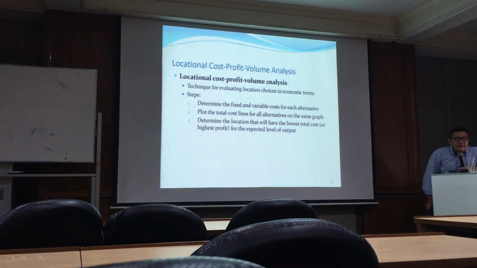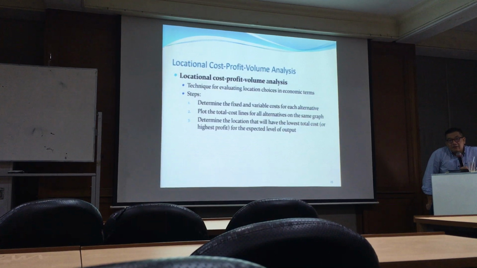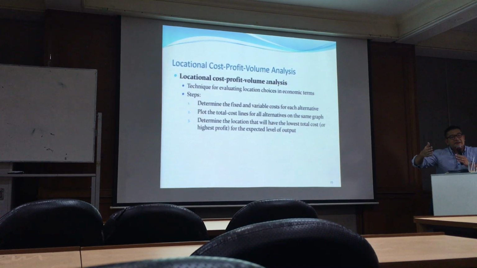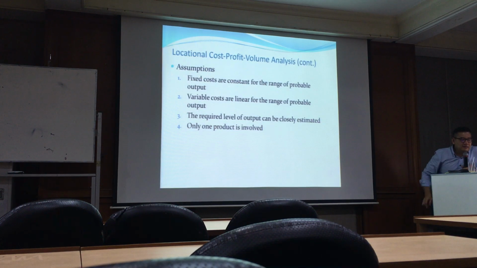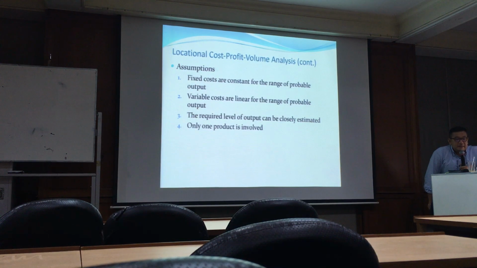And then you can see which location has the lowest total cost, but it's not dominant for all the possible units that you're going to produce. It's just some range. In a different range, maybe you have another alternative that dominates, not the previous one. So the idea is that you need to draw all alternatives on the same graph.